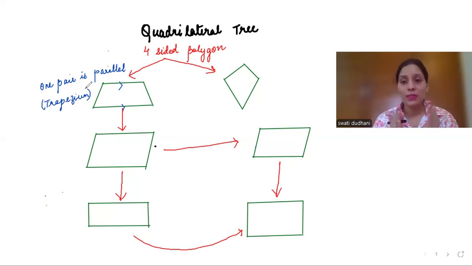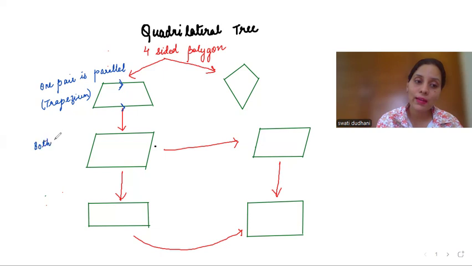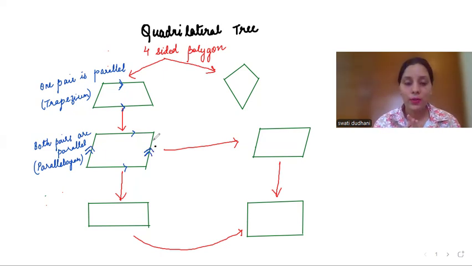Now, in this trapezium, if I prove that both pairs are parallel, then what kind of quadrilateral does it become? It becomes a parallelogram. You know that in a parallelogram, both the opposite sides are parallel to each other. This is parallel to this and this is parallel to this. Now we have the parallelogram.